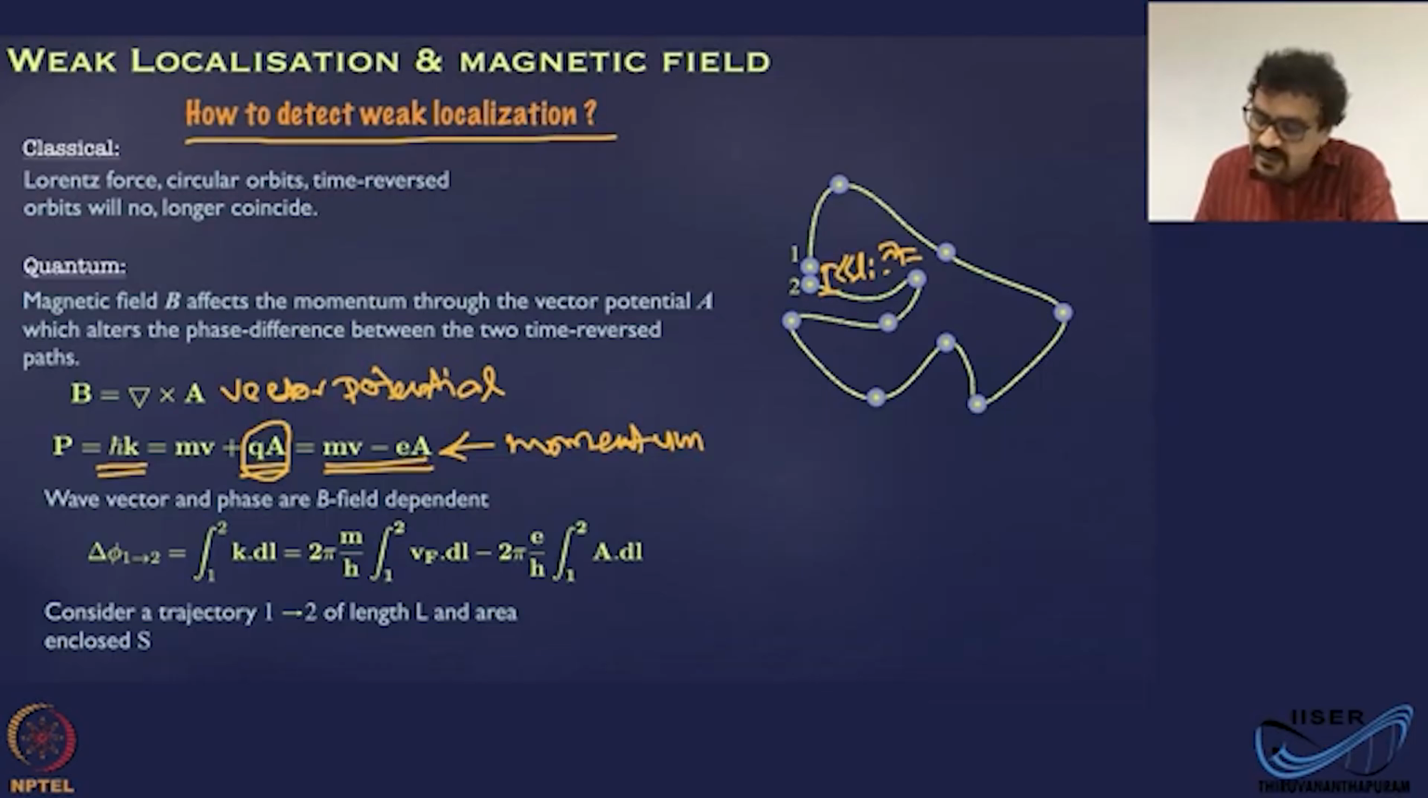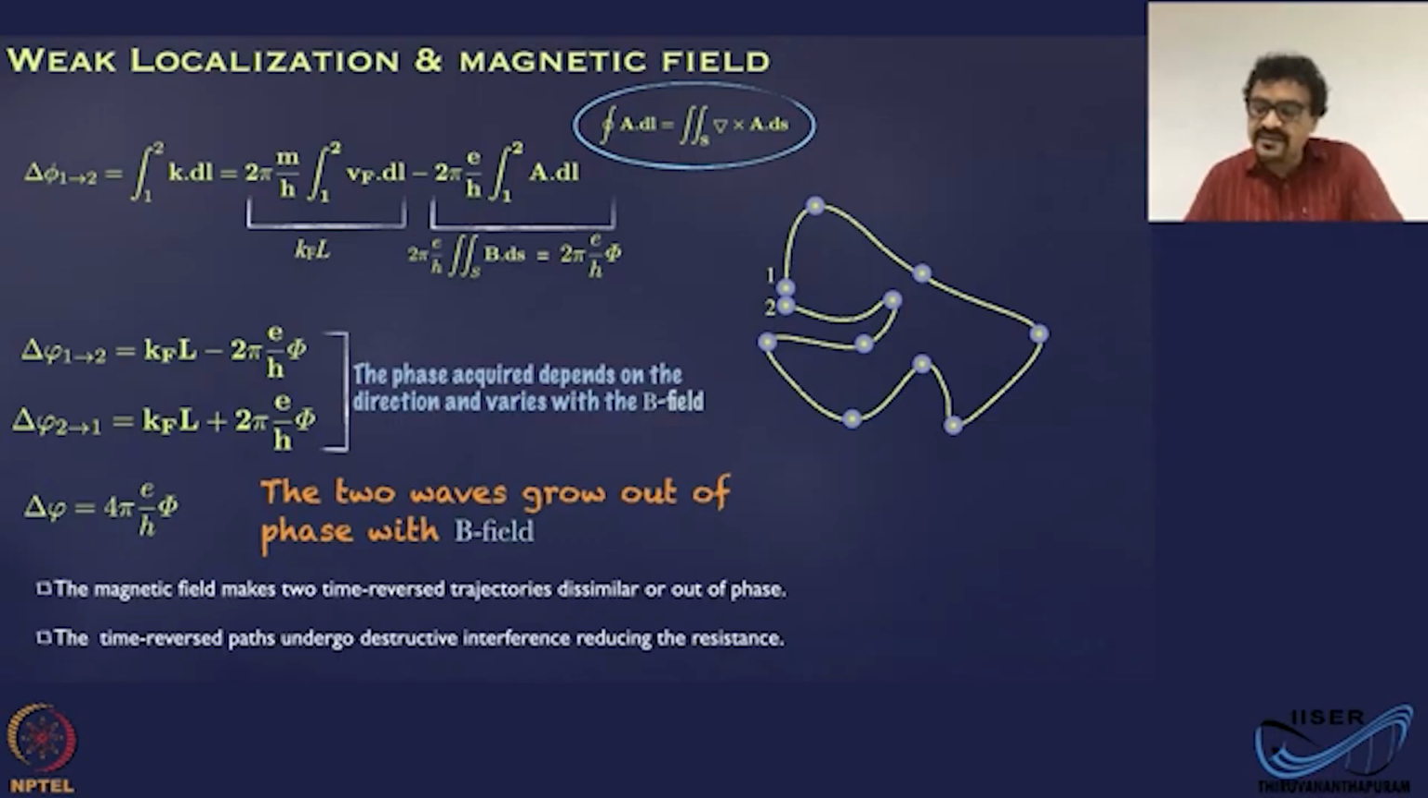Now this is like a closed loop, because 1 and 2 are so close. So this term here you can basically replace by something called del cross A, because the integral from 1 to 2 of A dot dl is the same as the area integral of del cross A. They are the same. So when you do that, this is your phase change because of the propagation in the absence of the field, and this is because of the field.